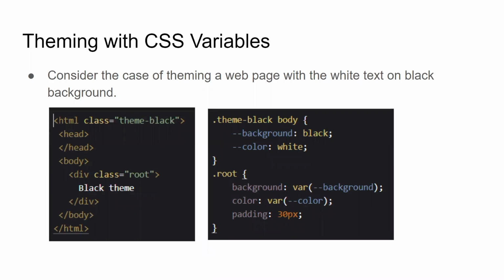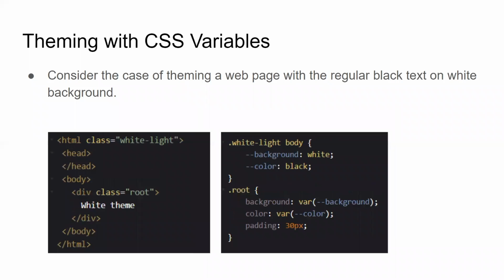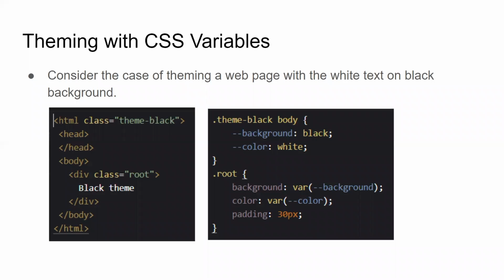Now we have the class name changed to theme black, and theme black has a different class definition. Within the body tag, we have the background changed to hold the value black and color changed to the value white. And the definition within the root class remains the same because we want to compare two scenarios. And as you can see, the values within the variables have been swapped. So this is the most basic scenario where theming is applied.